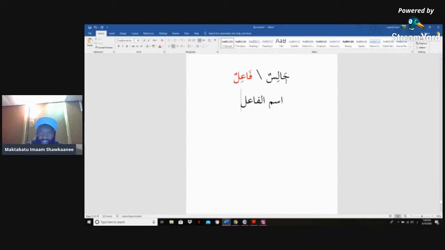So this shape, jalisun, is ismu al-fa'il. It's the noun of the doer, or the active particle, you might say. But what is important: if the verb has 3 letters, whatever the verb, such as darasa, daraba, jalasa, amara, you can make up the ism fa'il by making the word on this shape. Fa'ilun.